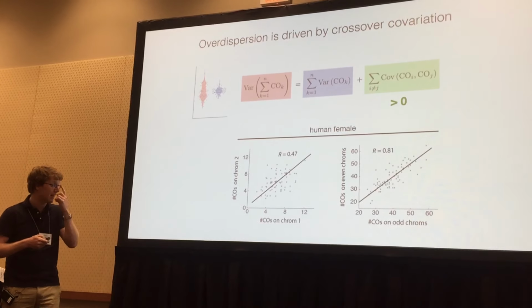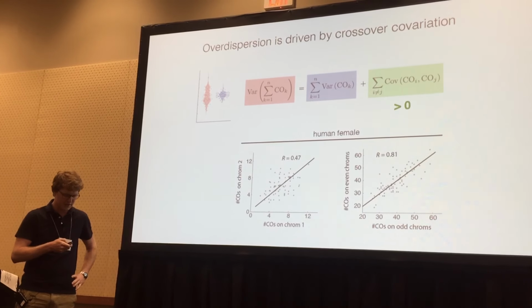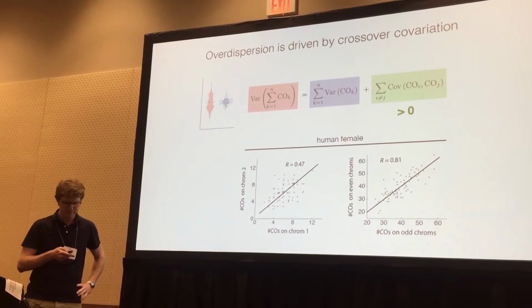We can actually see this directly in the data. These are from human female oocytes, and you can see that in a given oocyte, if there are a lot of crossovers on chromosome 1, you tend to find that there are a lot of crossovers on chromosome 2. Or alternatively, if you look at the total number of crossovers on the odd-numbered chromosomes, you find that that's positively correlated with the number of crossovers on the even-numbered chromosomes.